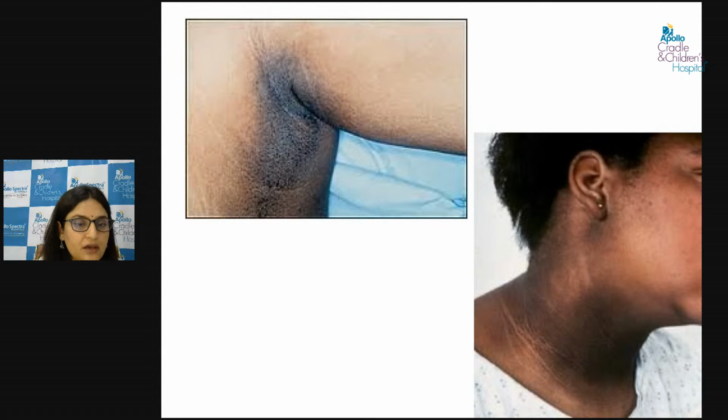Sometimes even with lectures, people don't understand what's going on. By seeing these pictures, you can correlate if something like this is going on in your body. So you should visit the gynec, get yourself tested and rule out polycystic ovarian disease.